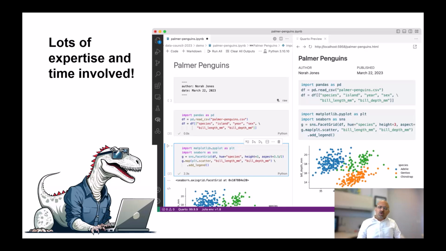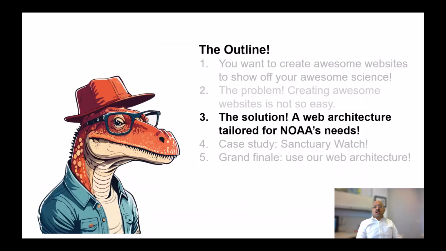Well, could there be a solution here? I don't know. Well, there just might be. So the question is, can we build a web architecture to help us build these science-driven websites for larger audiences that exactly matches NOAA's needs, where we've got so much science expertise, but not a lot of extra capacity, and we're trying to match that.